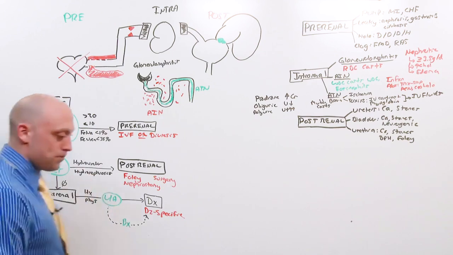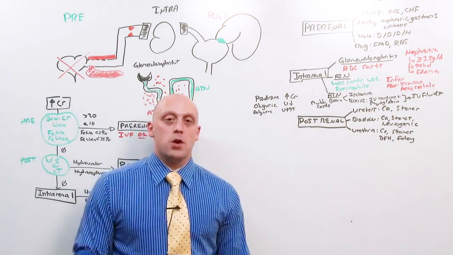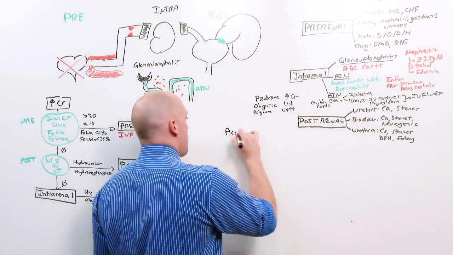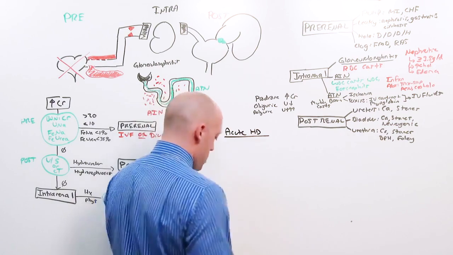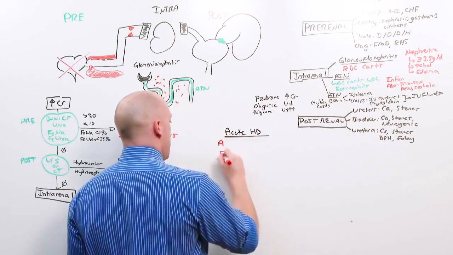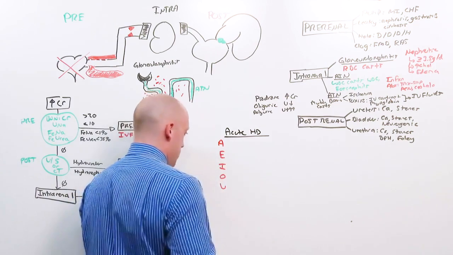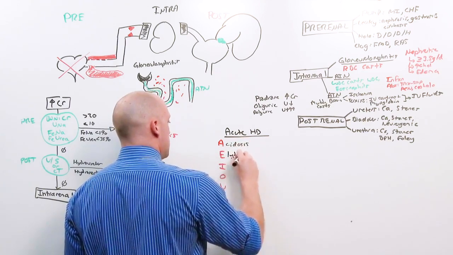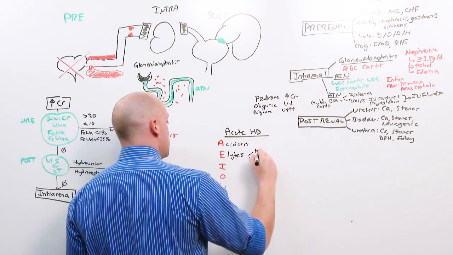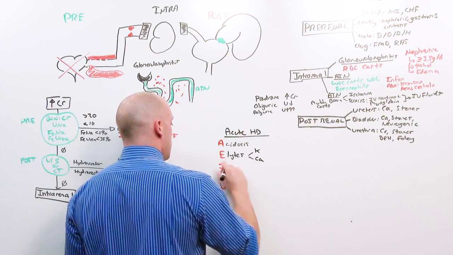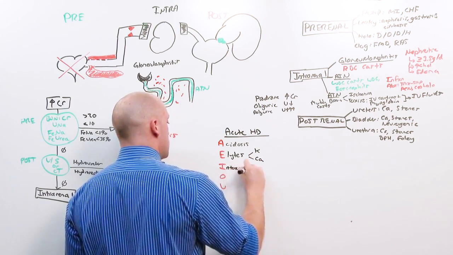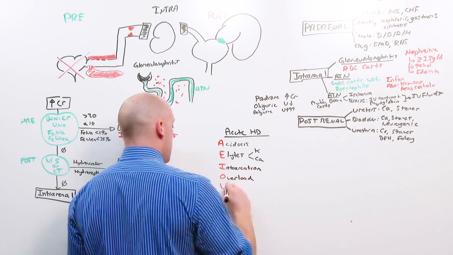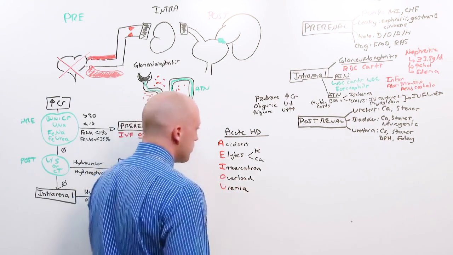All right, we're going to close with, when someone has acute kidney injury, when do they need dialysis? What are the acute indications for hemodialysis? Those are A, E, I, O, U, which stand for acidosis, electrolytes, in particular potassium and calcium, intoxication with substances that can be dialyzed, and there's not many of them, overload, and uremia.